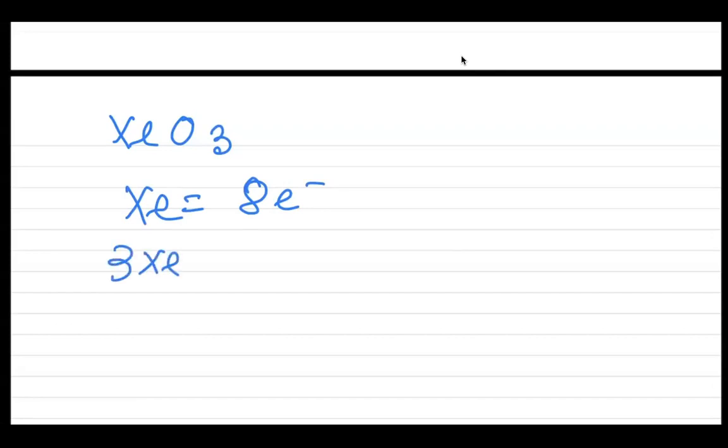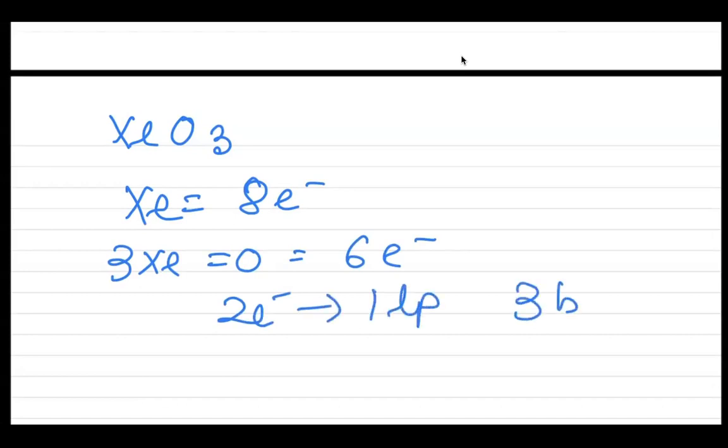Now the next homework that I gave you is XeO3. Xenon has eight valence electrons. It has three Xe=O double bonds, which is six electrons. The remaining two electrons form one lone pair. So three bond pairs plus one lone pair.